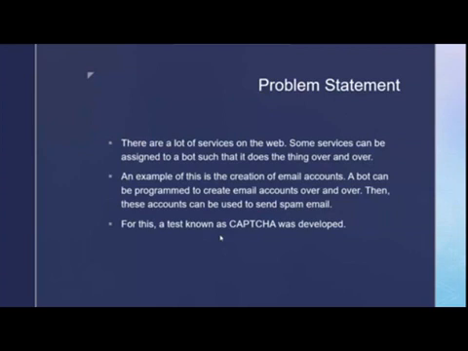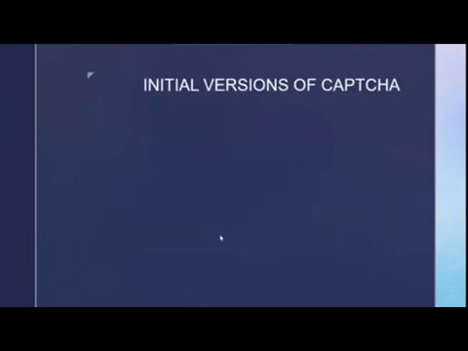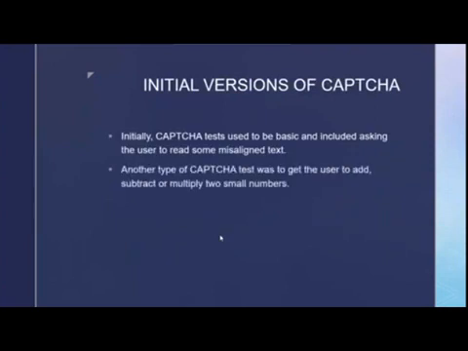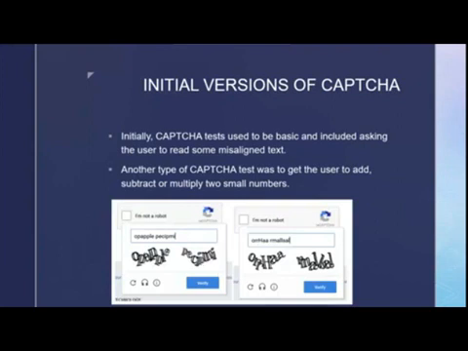For this, we developed a test known as Captcha. However, these tests are quite boring and they can get very annoying very quickly. For example, let's have a look at some Captcha versions that used to exist a couple of years ago. Initially, Captcha tests used to be basic and included asking the user to read some misaligned and distorted text. Another type of Captcha was to get the user to add, subtract, or multiply two small numbers. So this is the example of that kind of Captcha.